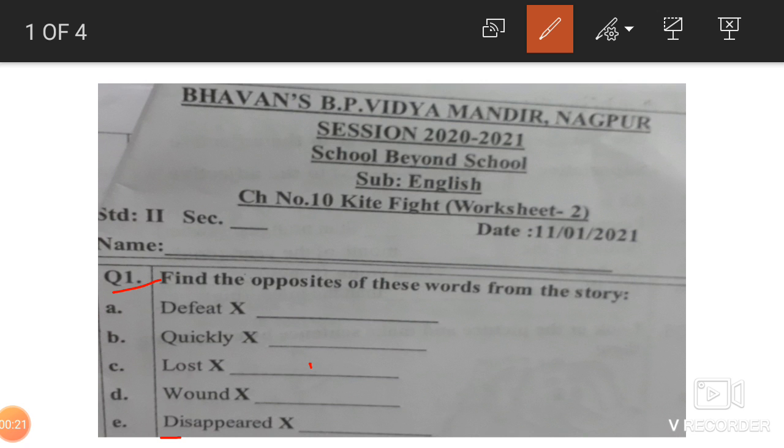Question number 1. Find the opposites of these. Opposite का मतलब मालूम है आपको? In Hindi you say विलोम शब्द. These words are from the story. Defeat. Defeat means harana. So the victory word was there in the chapter, so we will write victory. Defeat means harna and victory means jeetna. Then quickly, yes, of course, I know you know the answer.